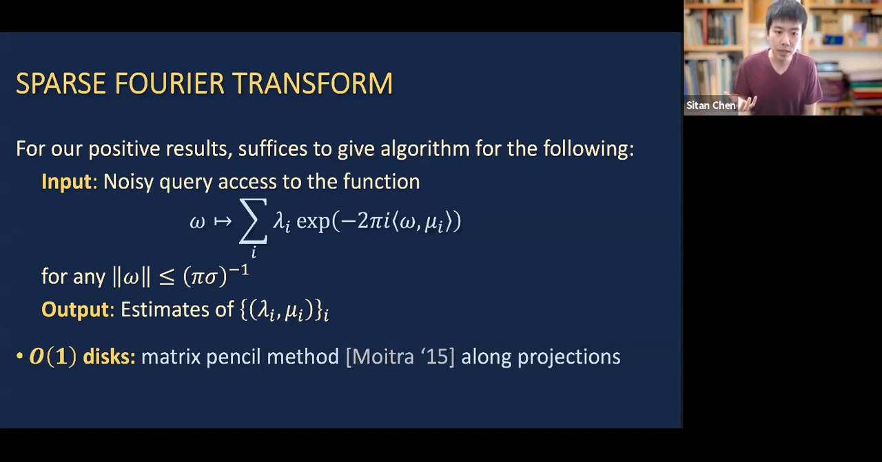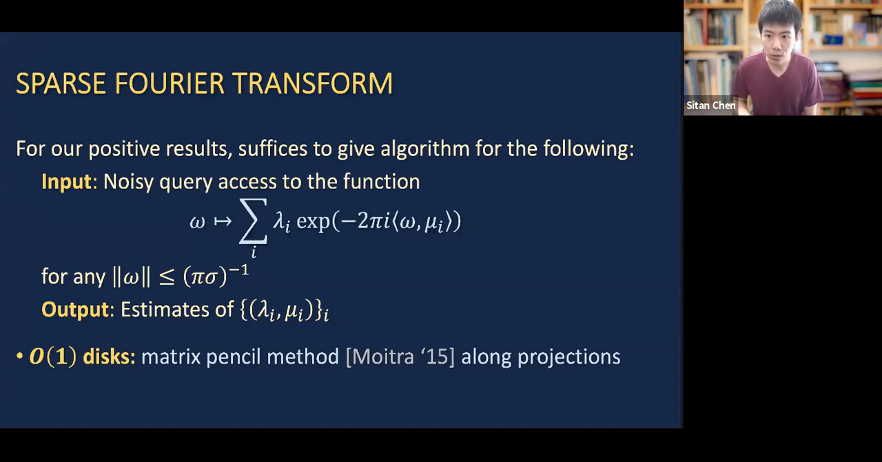So the idea will simply be to take our 2D setting and take random projections of our data points and use the matrix pencil method to compute the projections of the centers along these random directions, and then simply piece together these one-dimensional estimates to get a full two-dimensional estimate. Okay, so to an audience that's familiar with mixture model learning, this algorithmic result is perhaps the least surprising of the results I'll tell you about.